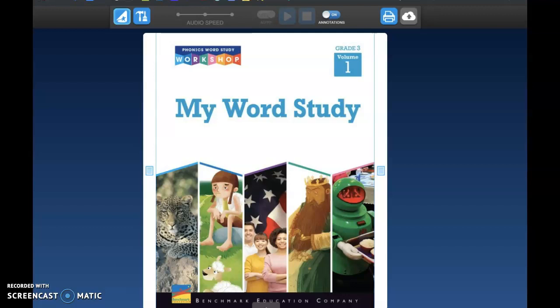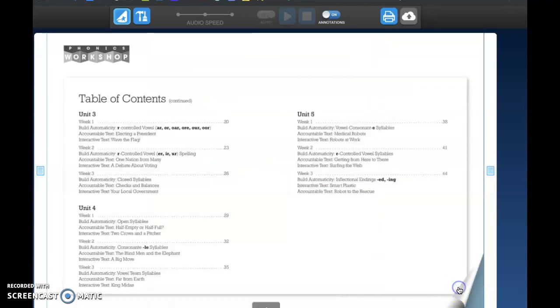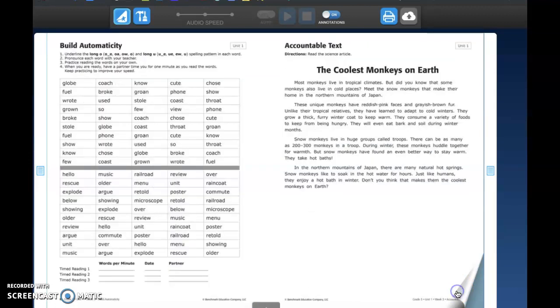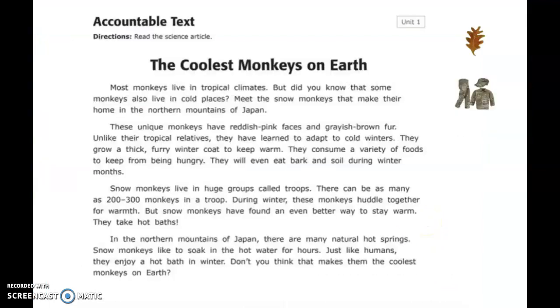All right, at this time, you need your My Word Study book. Go ahead and get that. You are going to flip open to the coolest monkeys on earth. That is the page that you need to open up to. All right, you are going to read this article in your word study book. And as you are reading it, I want you to first read it and then go through and circle any word that you hear the O like oak leaf or U like uniform.